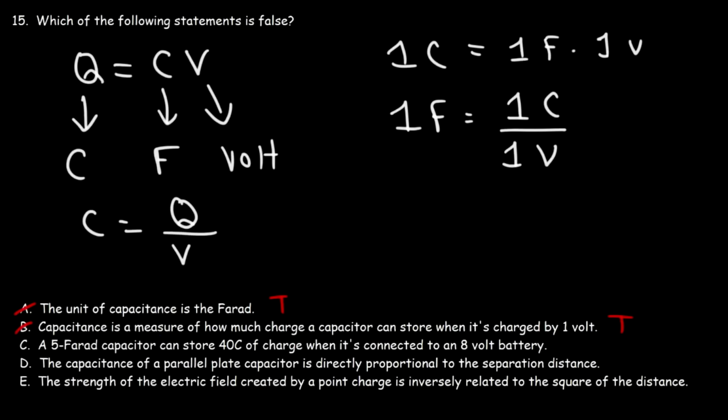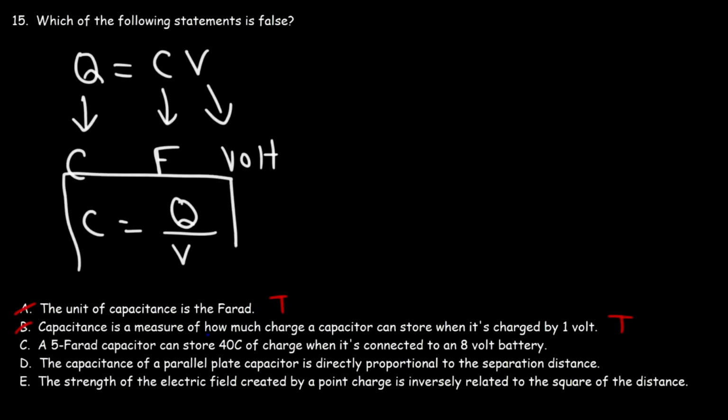A 1 farad capacitor tells us that 1 coulomb of charge can be stored when it's charged by 1 volt. A 1 farad capacitor can also tell us that 8 coulombs of charge can be stored if we attach an 8-volt battery to it. So it tells us how much charge can be stored when a certain voltage is applied to the capacitor. So what about C? A 5 farad capacitor can store 40 coulombs of charge when it's connected to an 8-volt battery. Is that true or false?